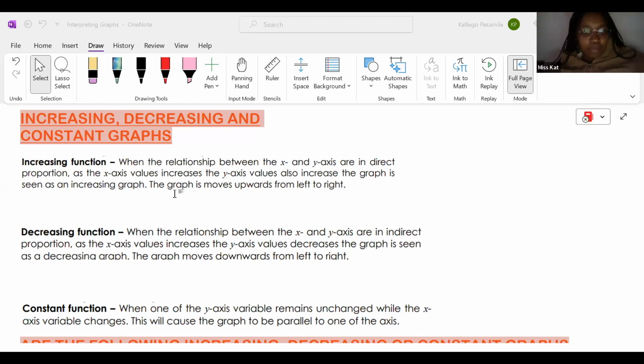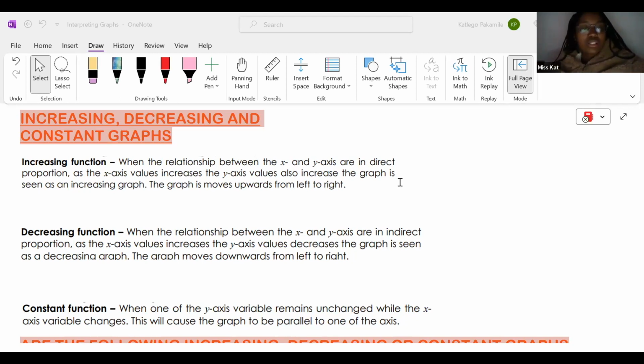When the relationship between x-axis and y-axis are in direct proportion, which means when x increases, y increases, then the graph will be an increasing graph, okay? So when you look at the graph from left to right, it goes upwards. I think that makes sense, right? If it goes downwards, remember from left to right, then that would be a decreasing function. That would mean that the relationship between the x and y axis are in indirect or inverse proportion, right?